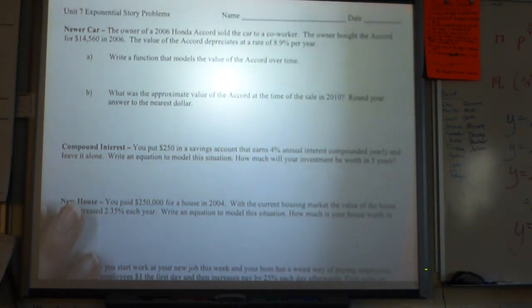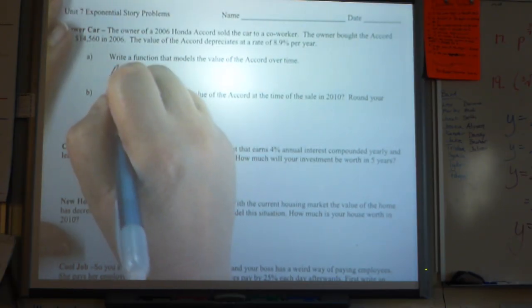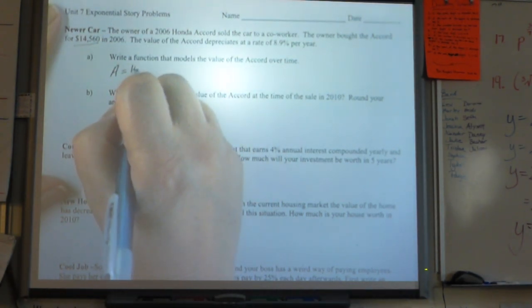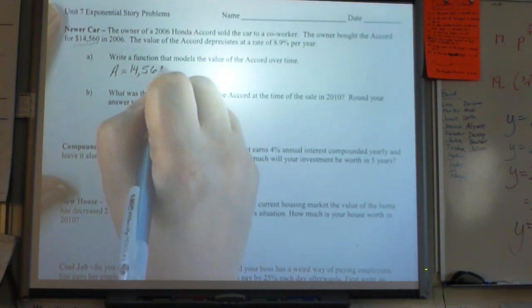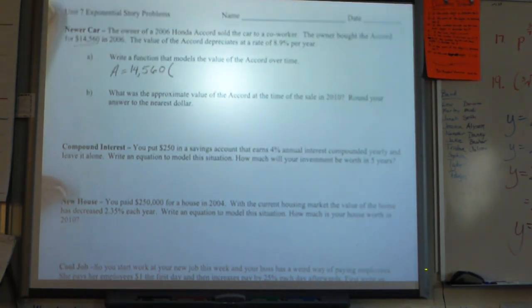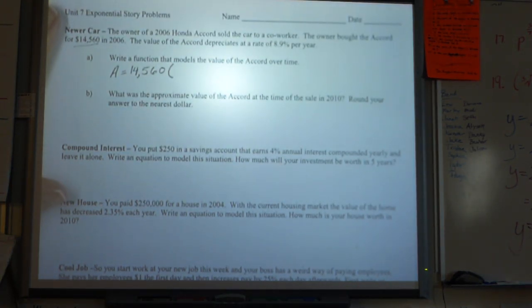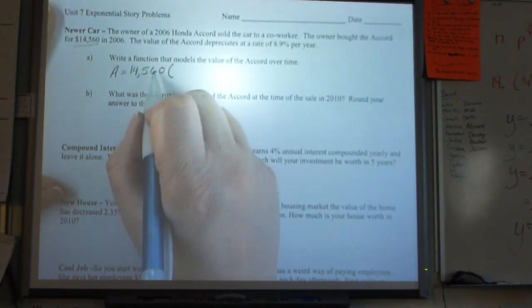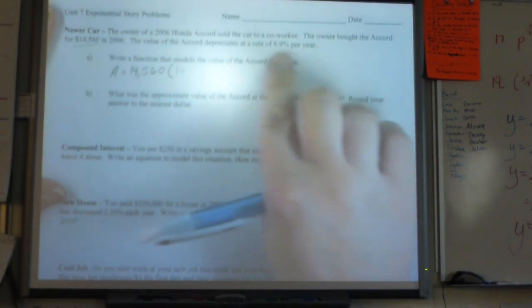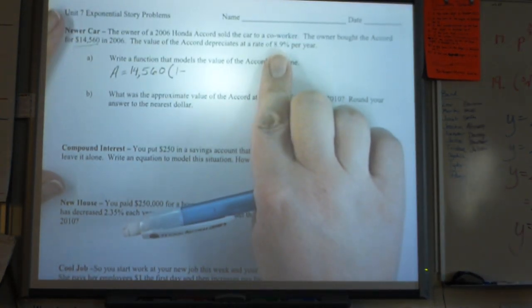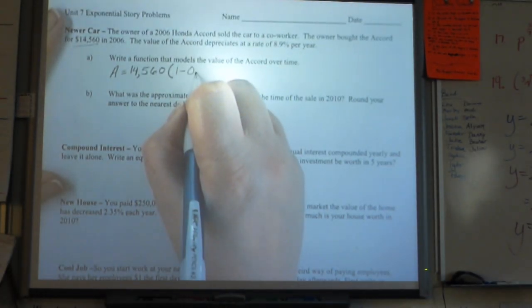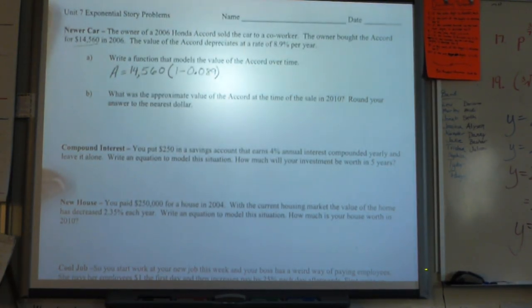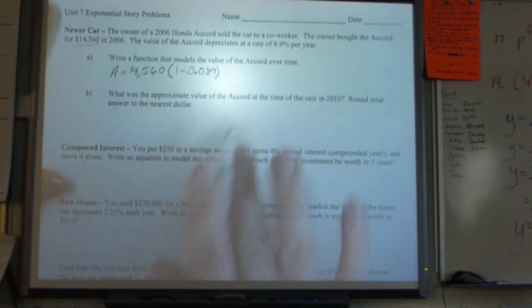Decay. Good. Okay, so the amount of money is going to be equal to the initial purchase price, $14,560, multiplied by the decay rate to the time elapsed power. So we have 1 minus our decay rate, 8.9%, so 1 minus 0.089, to the t power.